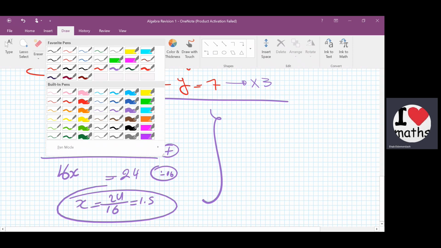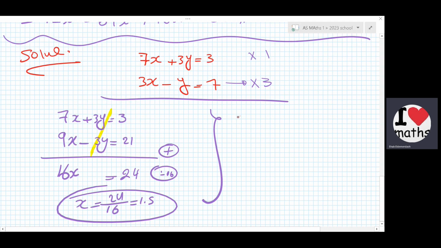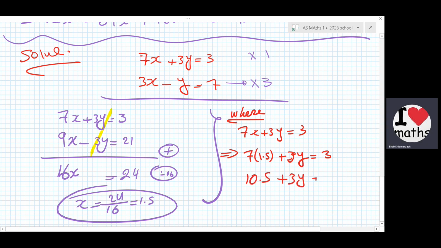I have to go and make a replacement. I have to go in any equation and make a replacement. Here, 7x plus 3y equal 3. So I can make a replacement that x is equal to 1.5. So it's 7 into 1.5 plus 3y equal 3. That is 10.5 plus 3y equal 3.